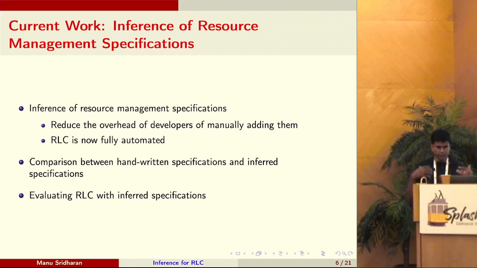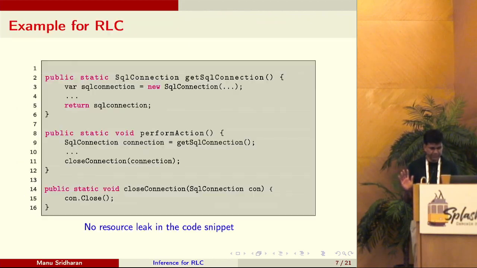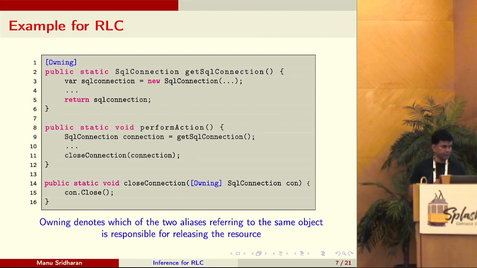So after I tell you more details about the system, I'm going to show you some of our results where we compared between handwritten specifications and the specifications we're able to infer, and also just seeing how well does the resource leak checker run out of the box if we combine it with inference but don't do any manual annotation ourselves. So let me illustrate what's going on with this checker with a small example. So this is a code snippet, and it's actually fine. There's no resource leak in this code snippet, and the resource is up here. It's this SQL connection that needs to be closed. So let's see what's going on and why this code is free of leaks. So as I mentioned, our checker relies on some form of annotations to understand which alias is going to be responsible for closing a resource.